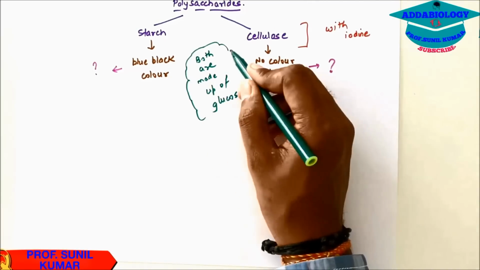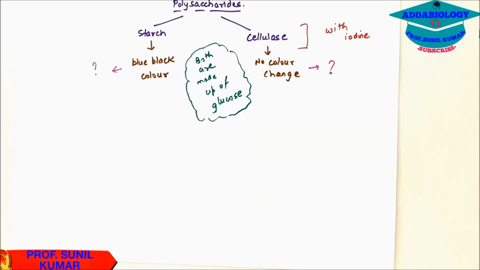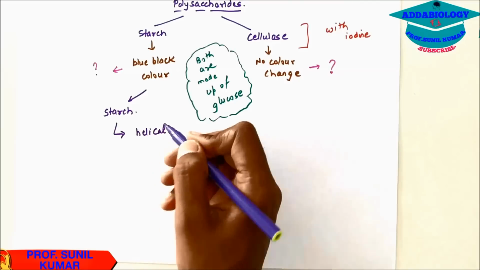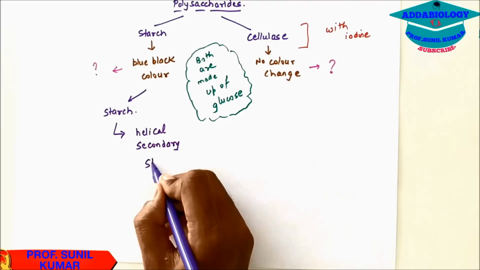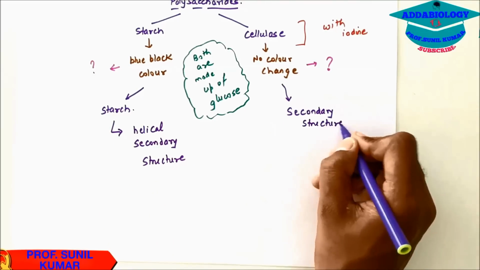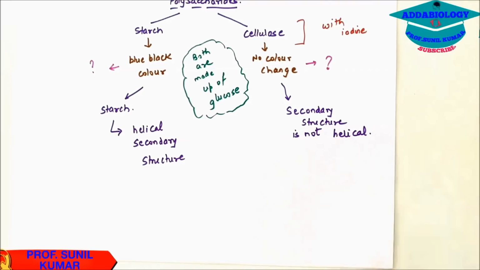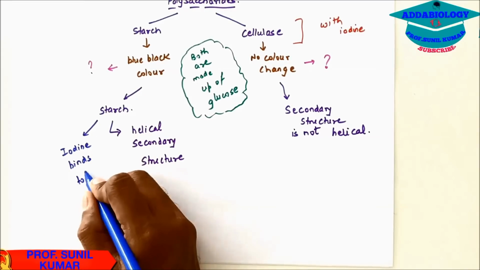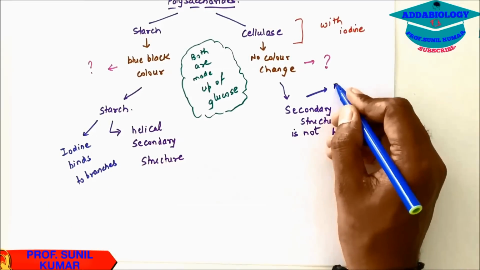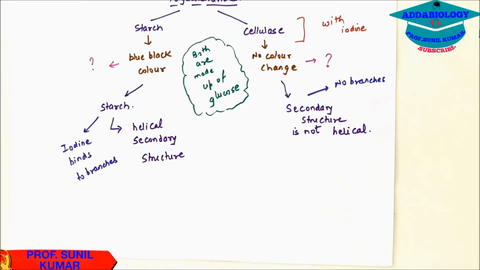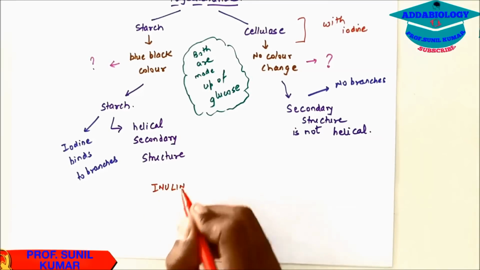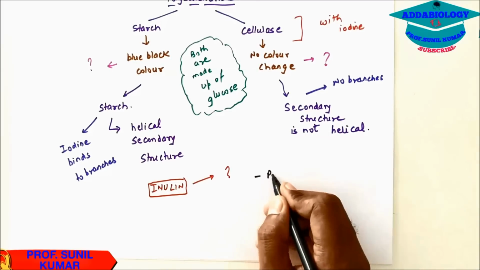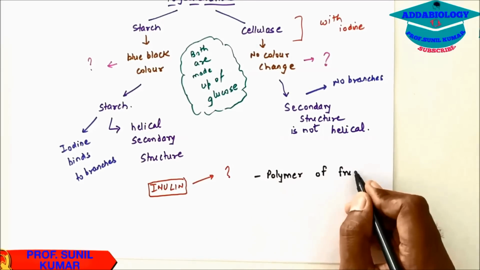So when we talk about starch, we need to understand that starch has helical secondary structures, whereas cellulose's secondary structure is not helical. Therefore, when we add iodine to starch, it binds to the branches of the helical structure, and in the case of cellulose there are no branches. We need to understand one important word for NEET, that is inulin. So what is inulin? It's a polymer of fructose.